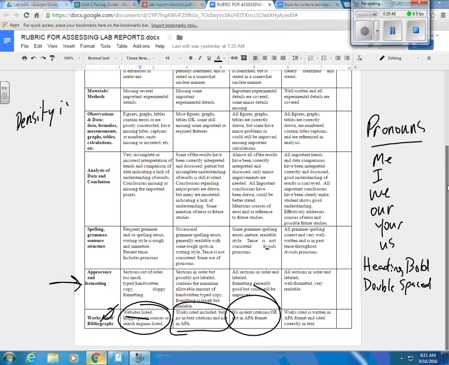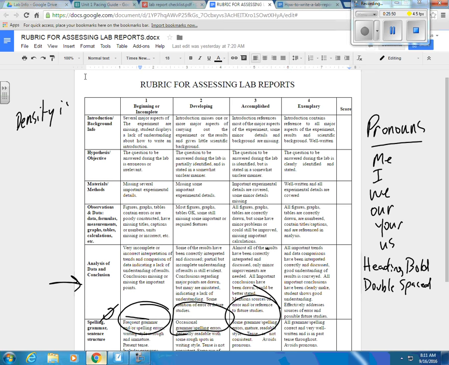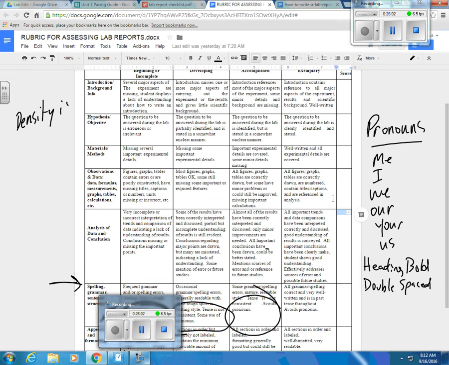Guys, it is not the content that moves people from an A to a C. The content for most of your reports is going to be very, very similar. What moves you from an A to a C, what drops you down so much, are the details. Did you use pronouns? Did you have a works cited page? Did you put all titles and everything on your graphs? It's the small details.